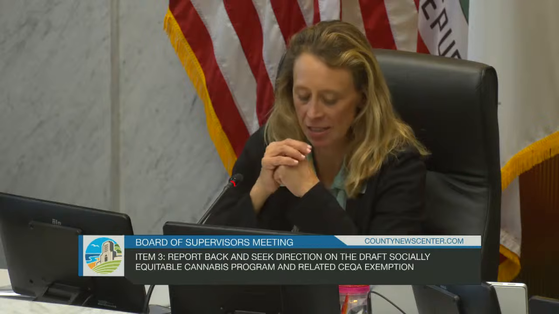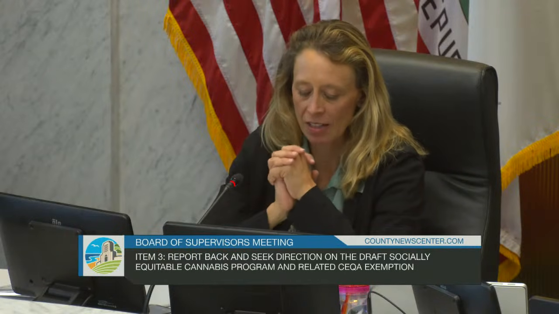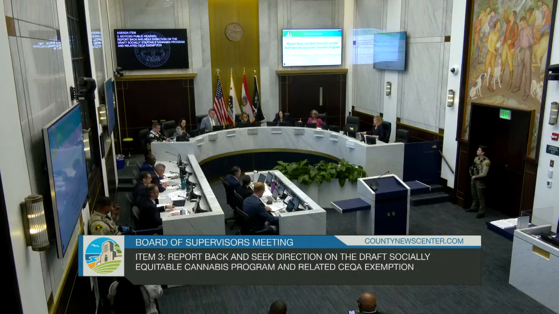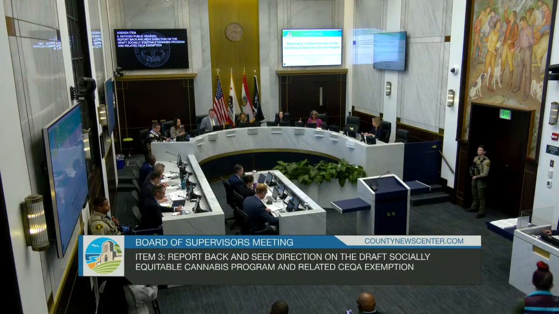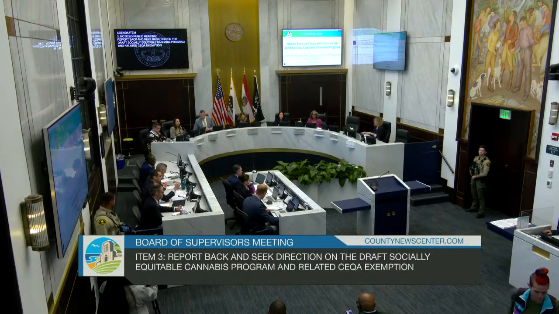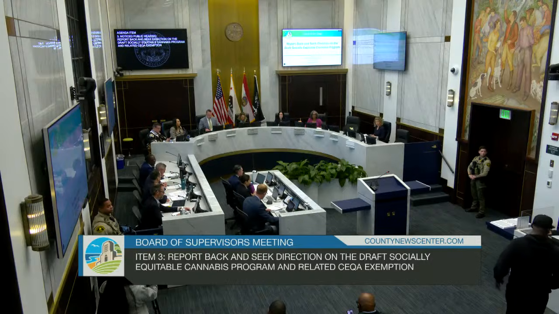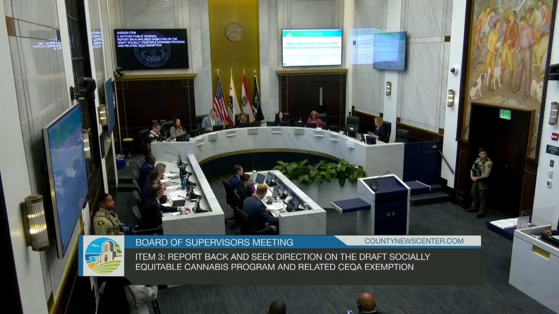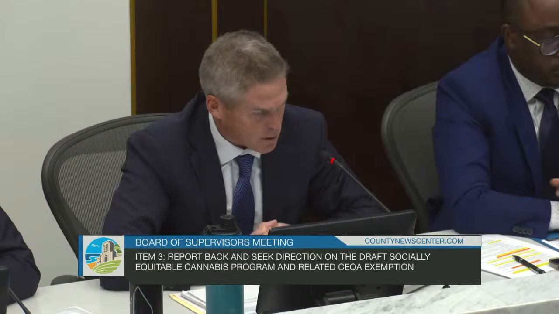We now move to discussion item 3, notice public hearing, report back and seeking direction on the draft socially equitable cannabis program and related CEQA exemption. I'll hand the floor to our county team for a presentation. Good morning, Chair Lawson-Remer and supervisors. Today, staff will provide an update on the draft socially equitable cannabis program, or SECP, and request policy direction on 3 program decision points. Today, no formal action is requested on the outcome of the program. Staff seeks direction in preparation for the summer 2026 hearing, where a formal action will be requested.